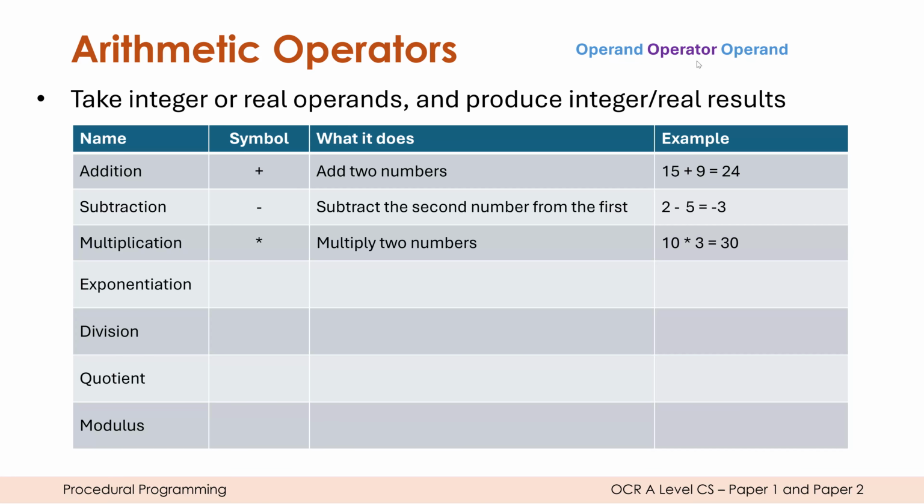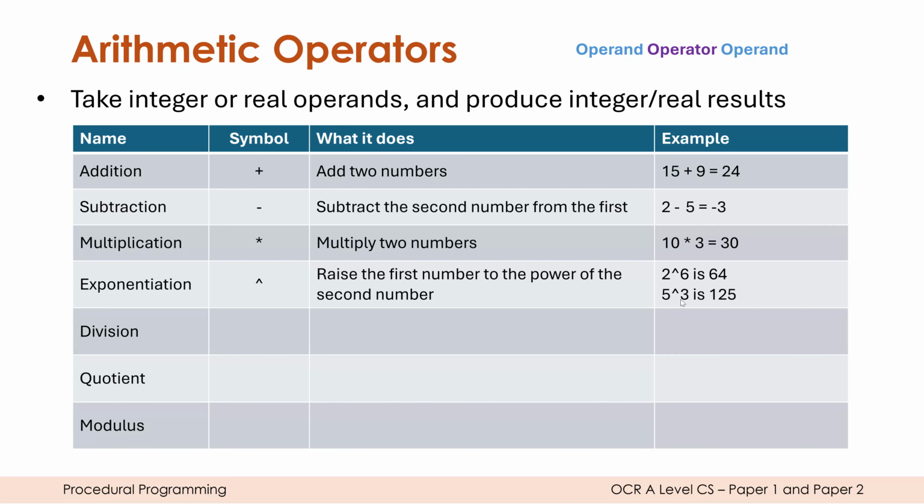The first three are just standard mathematical symbols. Multiplication is the asterisk. Exponentiation is a fancy way of saying raising to the power, and in OCR pseudocode they use this little caret symbol. There is a misconception that it's always doing squaring or always doing cubing. It depends what the second number is. So 2 caret 6 is saying 2 to the power 6, which is 64. 5 caret 3 is saying 5 cubed, which is 125. So the first number is your base, the second number is your exponent.